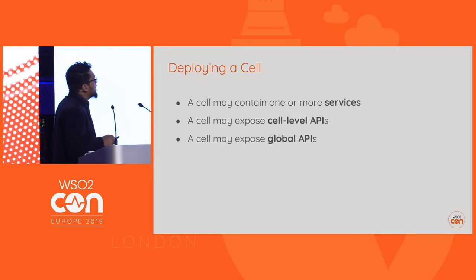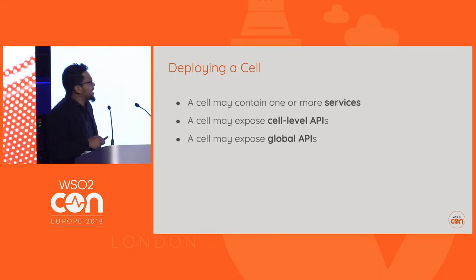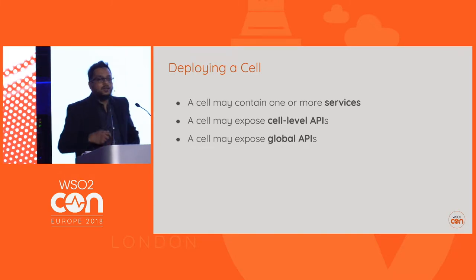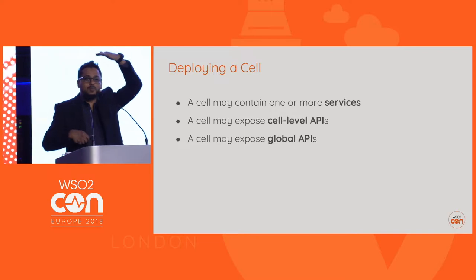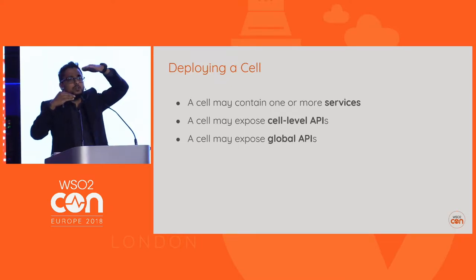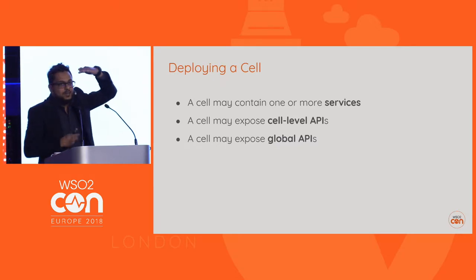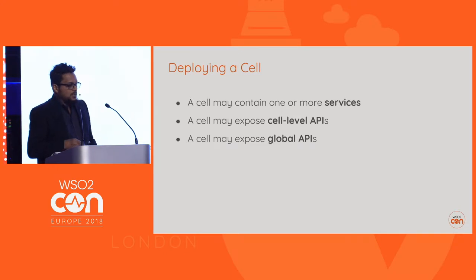A cell can contain one of several things. A cell can contain services, and a cell can contain APIs. At a cell level, you can describe what APIs are exposed to the outside world. A cell can also describe what APIs are exposed at the global gateway level, right? Remember, there is a global data plane, and then we have the cell level data plane. So there are APIs at different levels, and a cell can describe what APIs are going to be exposed.